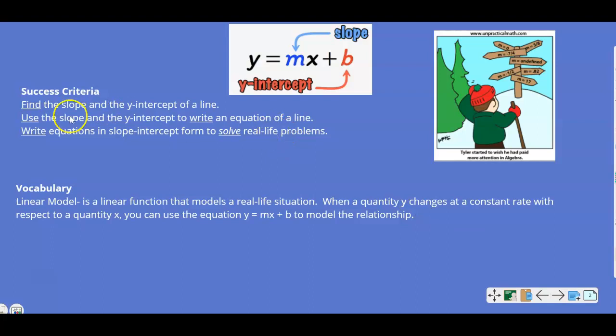All right, so here's your standards. By the end of this lesson, you need to be able to find the slope and the y-intercept of a line. You need to be able to use the slope and the y-intercept to write an equation of a line. And you need to be able to write equations in slope-intercept form to solve real-life problems. All right, so your vocabulary, linear model. A linear model is a linear function that models a real-life situation. When a quantity y changes at a constant rate with respect to a quantity x, you can use the equation y equals mx plus b to model the relationship.